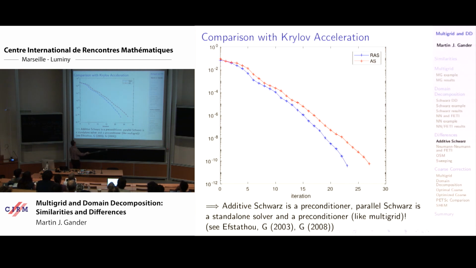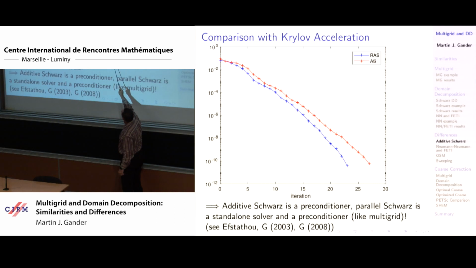Here is a comparison. Here is the number of iterations. Here is the error. And here are two curves. There is a curve which I call RAS, and there is another curve which I call AS, Additive Schwarz, or restricted Additive Schwarz. So you see the Krylov method needs to do some work to remove these modes that Additive Schwarz produces. But it converges. It's a good method. But if you use RAS, it takes fewer steps.